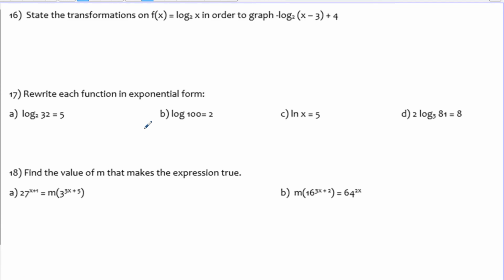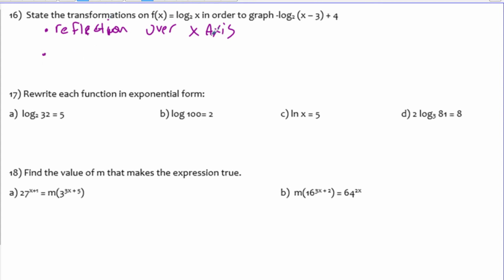So problem number 16 says, state the transformations on f of x equals log base 2 of x in order to graph this new function. So they're saying we changed this parent function into this function. What did we do, right? So the first thing I'm going to do is say negative in front of the log. Okay, that does a reflection. And remember, an a value does a reflection over the x-axis. Okay. Let me get my letters all there. That's an E, reflection. Okay.